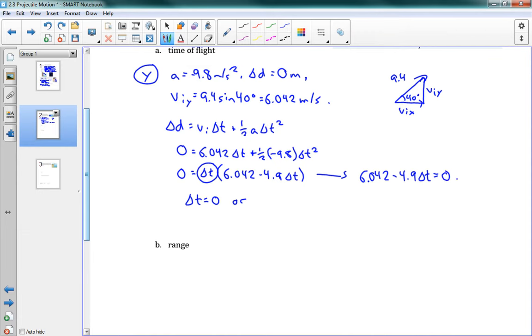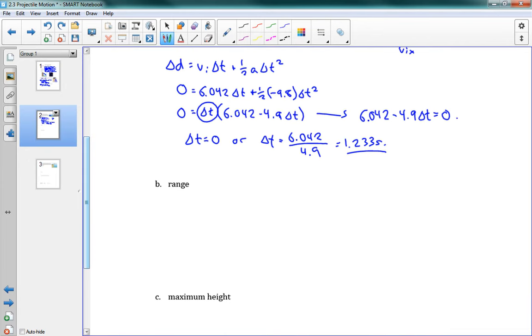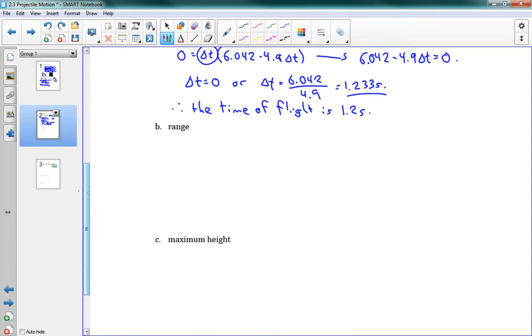I can rearrange that to solve for what delta T would have to be here. So I can say delta T is equal to 6.042 divided by 4.9, which gives me 1.233 seconds. Now, notice the first one was delta T equals 0. That makes sense, because this ball started at that position at time 0. It went up and back down. When it comes back down, this is our second time, this 1.233. So we can say, therefore, the time of flight is 1.2 seconds.